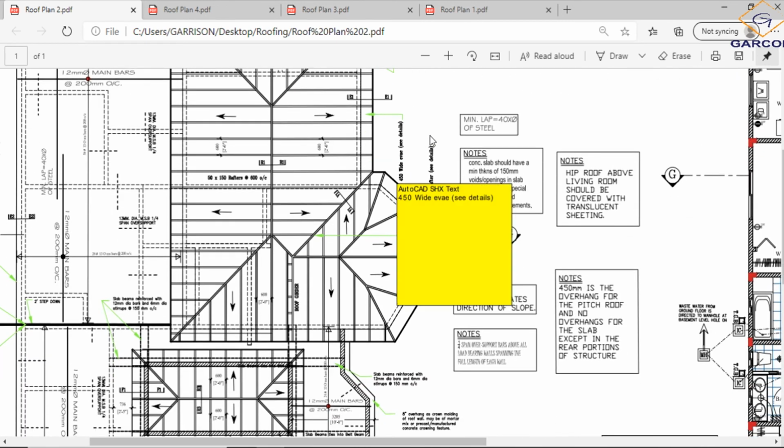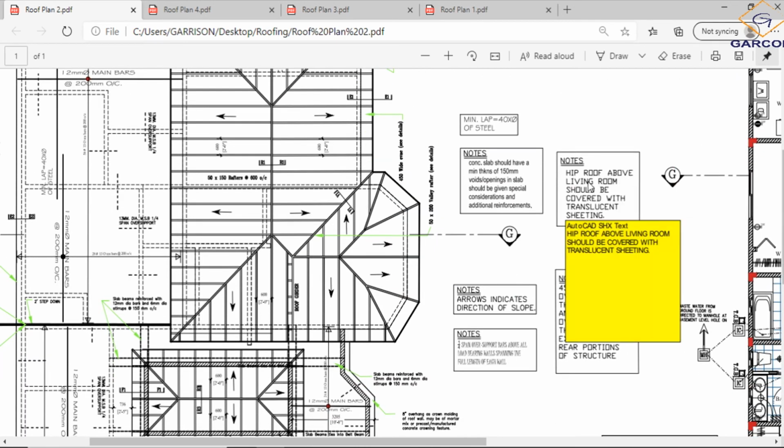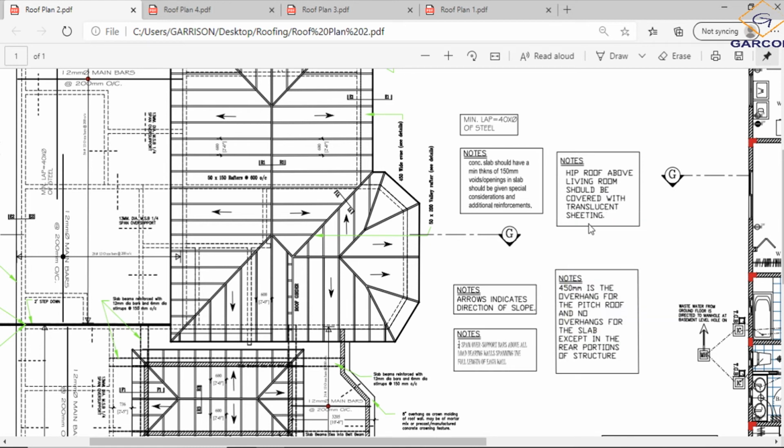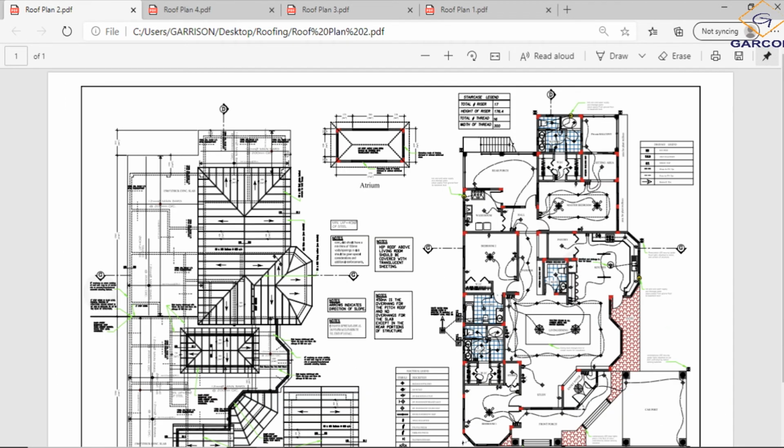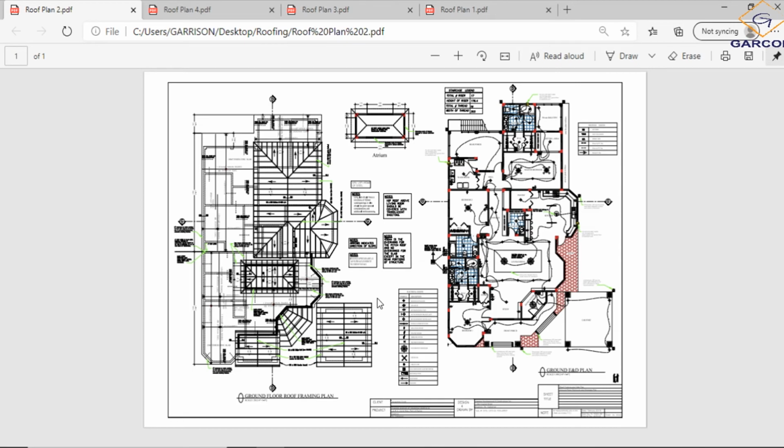And then you usually have notes to tell you what to do. So hip roof above living room should be covered with translucent sheeting. Translucent meaning sunlight can shine through it. So it basically gives you instructions. So that's one, and this is what your roof looks like.